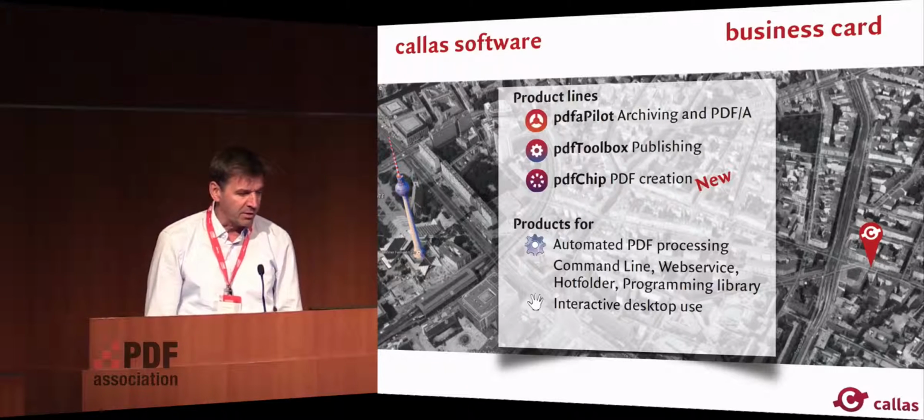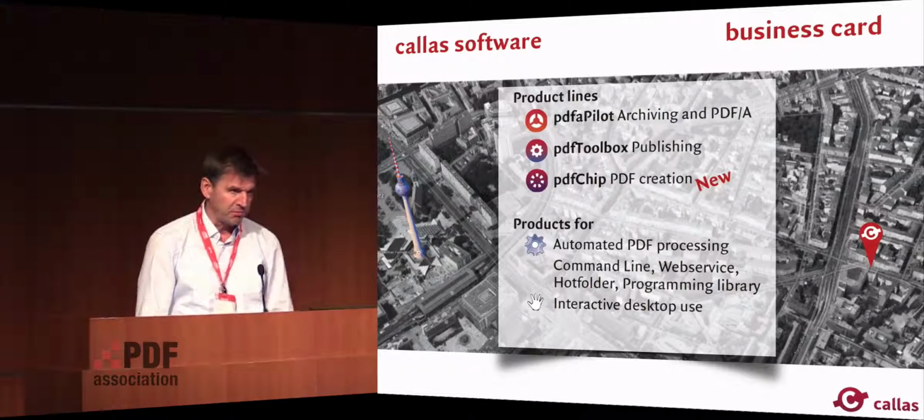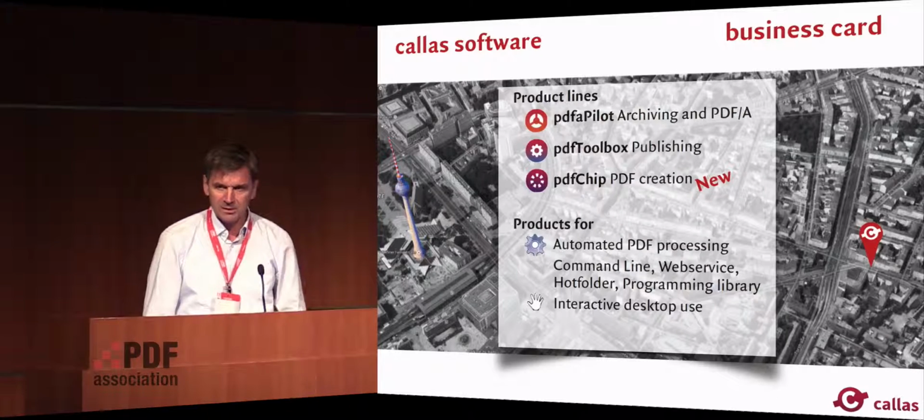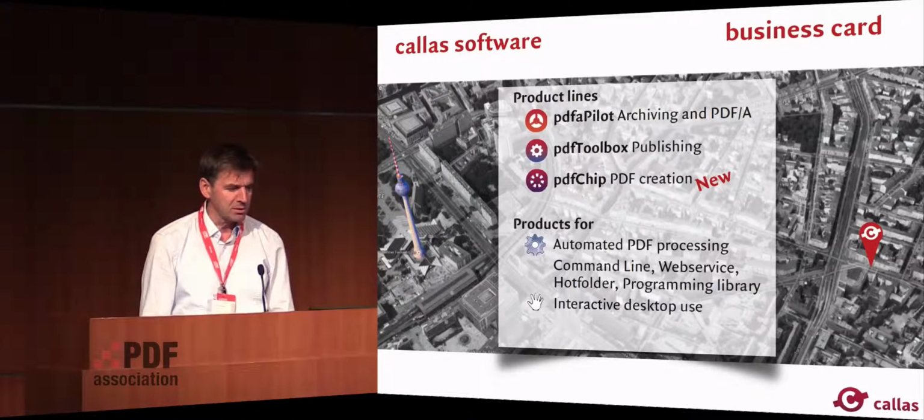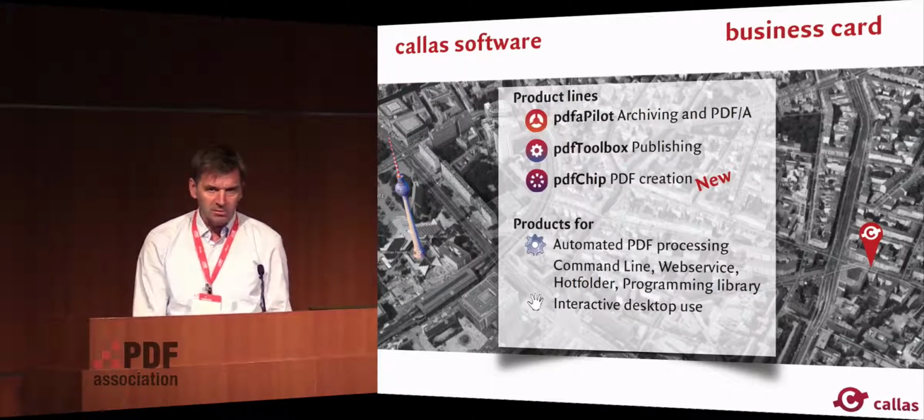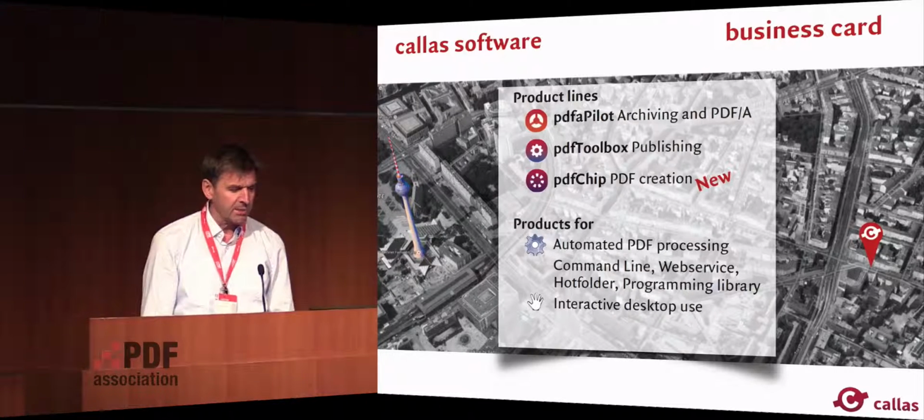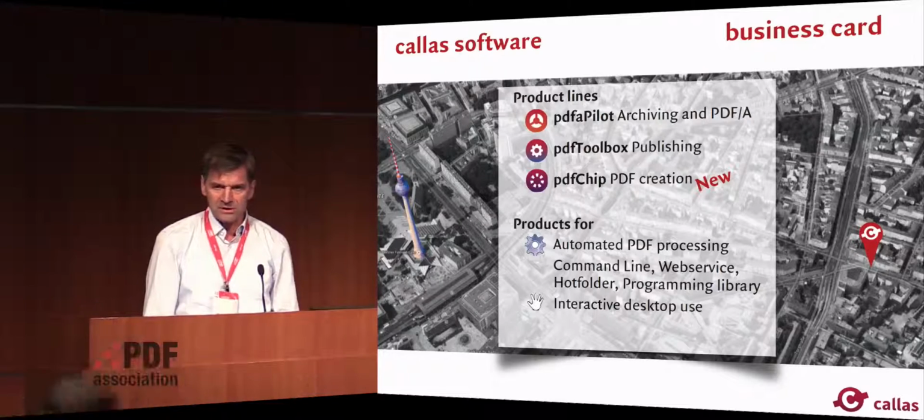We have 3 product lines. First one is PDF-A Pilot, that is related to PDF-A. You have learned about that in this room right before. So it's about archiving and PDF-A. Second product is PDF Toolbox, that is for print and publishing. And the new product that we have is PDF Chip, and that is about PDF creation.